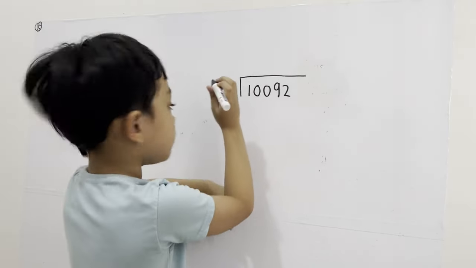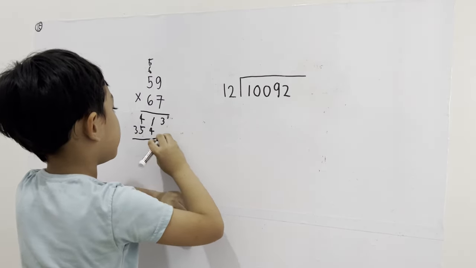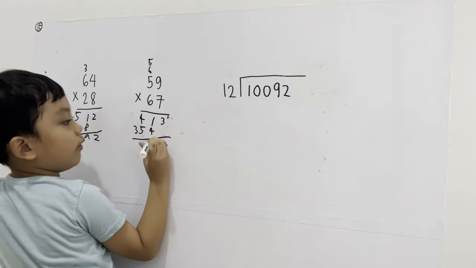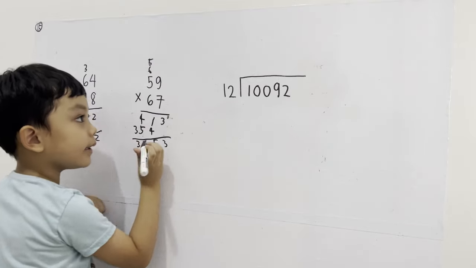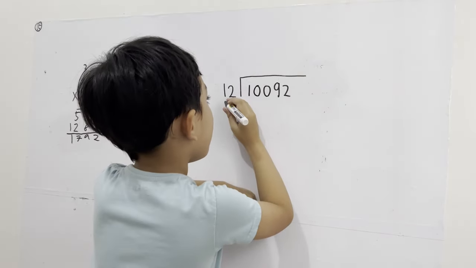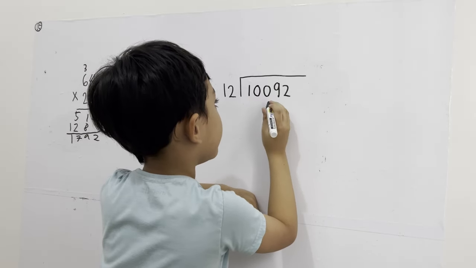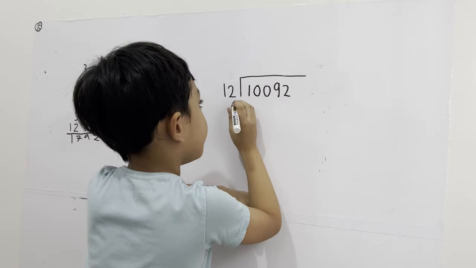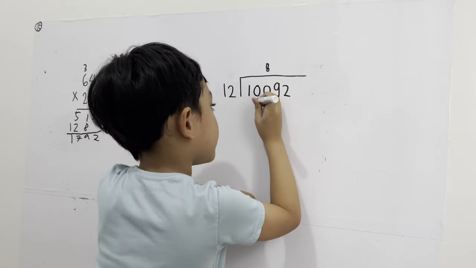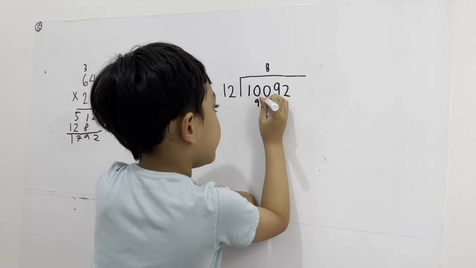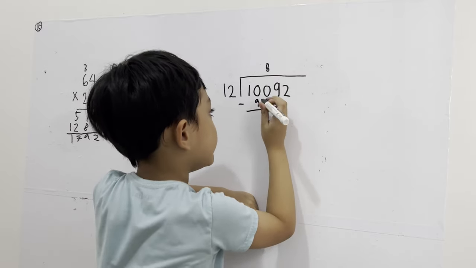So, di mo pa tapos? Tapos, we will add it. 3, 5, 9, 3. 12, divided by 12 equals 8, so it becomes 96. That was, we will minus 8.